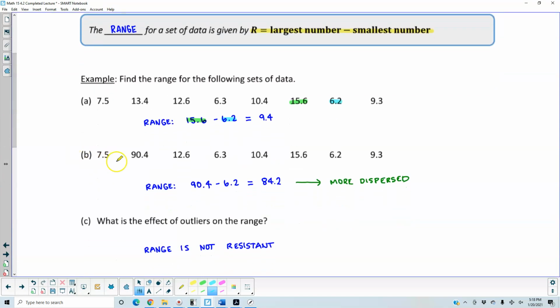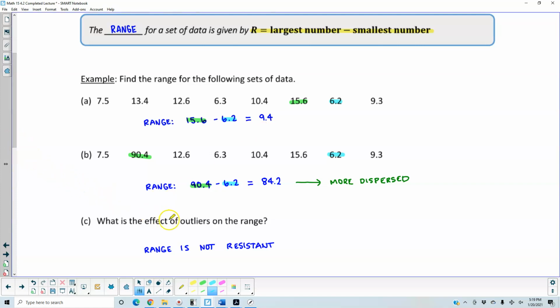In part B, we're going to use almost the same data, but you can see here that 13.4 now has been replaced with 90.4. So we want to find the range of this data. The largest number in this data set is 90.4, and the smallest number is 6.2. So 90.4 minus 6.2 gives us 84.2. So this means that it's more dispersed. The larger number for the range is telling us that it is more dispersed than the first set of data.